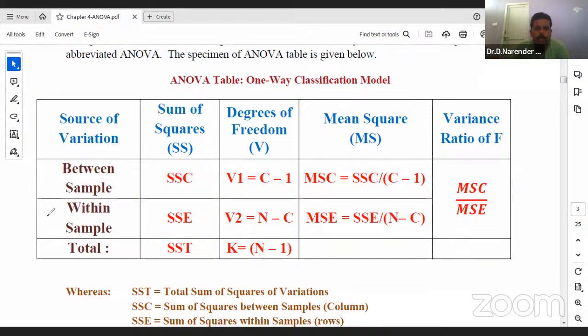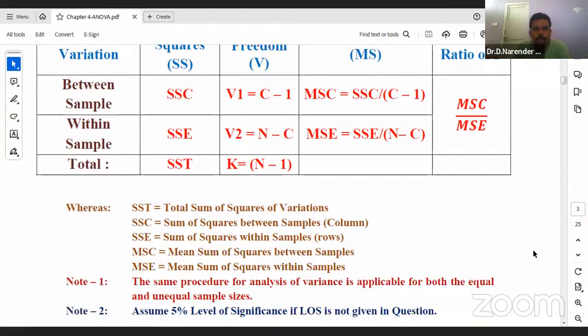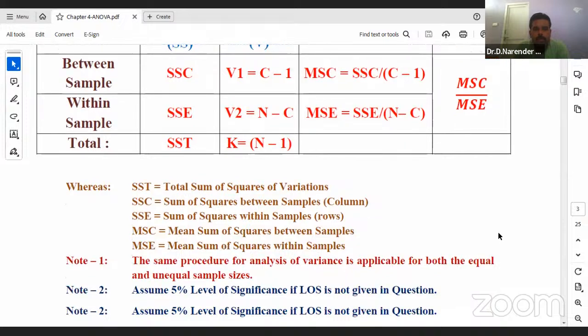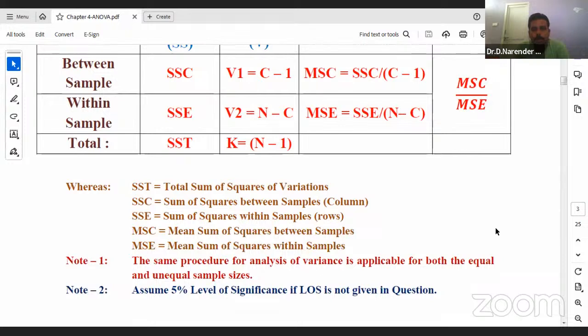Again, some additional information regarding this table. SST is equal to the total sum of squares of variations. SSC is equal to the sum of squares between samples, that is columns. SSE is equal to the sum of squares within samples, that is rows. MSC is the mean sum of squares between samples, and MSE is the mean sum of squares within samples.